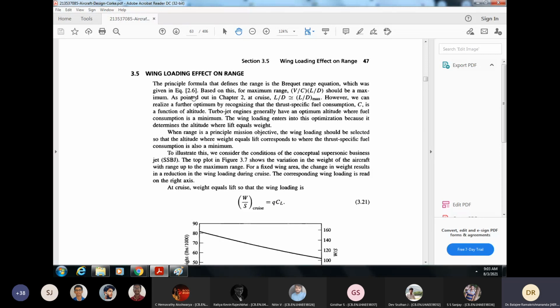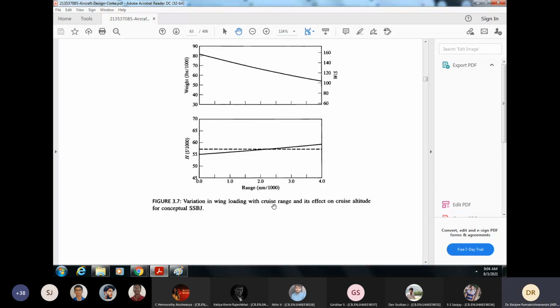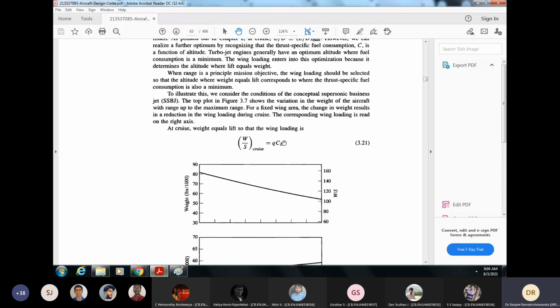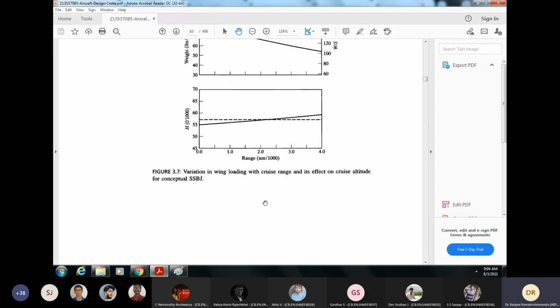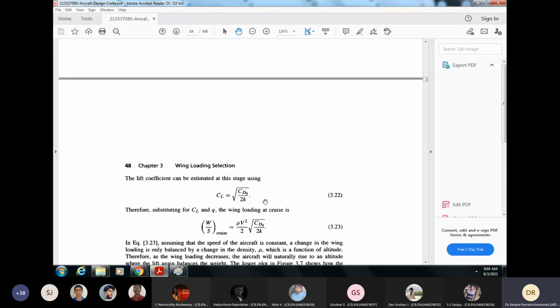Then he just put wing loading effect on range. Actually, what he's doing is wing loading effect on speed, you should say. Just by the definition of CL, you'll get this equation. CL is W by half rho v squared S during cruise. So make use of this. For this, you need the value of CL during cruise. Okay, so how to do this?